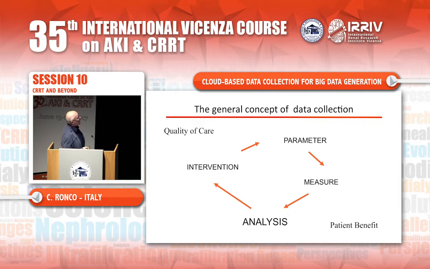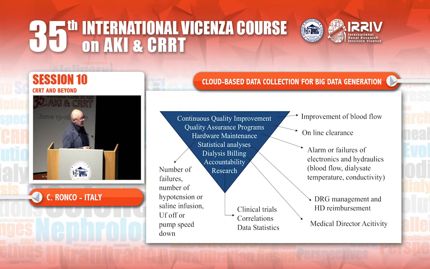The general concept of data collection is to have a parameter, to measure it, then to make the analysis, to evaluate an intervention, and to go back to the modification of the parameter. This will allow us continuous quality improvement, for example, blood flow, quality assurance program, online clearance, hardware maintenance, alarm of failure, statistical analysis, number of failure, saline infusion, ultrafiltration, or off pump, and so on. Billing, of course, accountability, the medical director or whoever, and research, clinical trials, in particular pragmatic trials, are capable to be done.